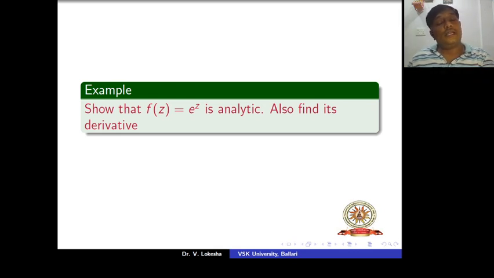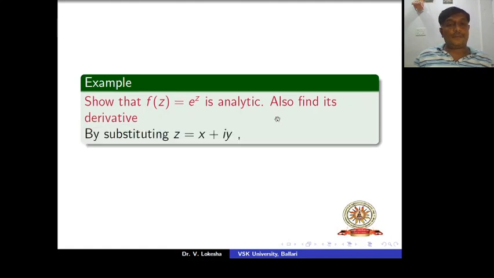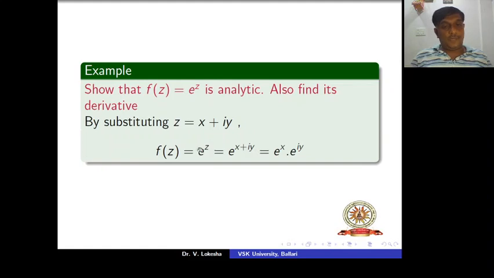Now we will go to the exponential function problem. Show that f(z) = e^z is analytic and also find its derivative. By substituting z = x + iy, the problem becomes f(z) = e^z = e^(x+iy). e^(x+iy) means e^(m+n) form, e^m into e^n, that is e^x into e^(iy). Here, e^(x+iy) becomes e^x into e^(iy).